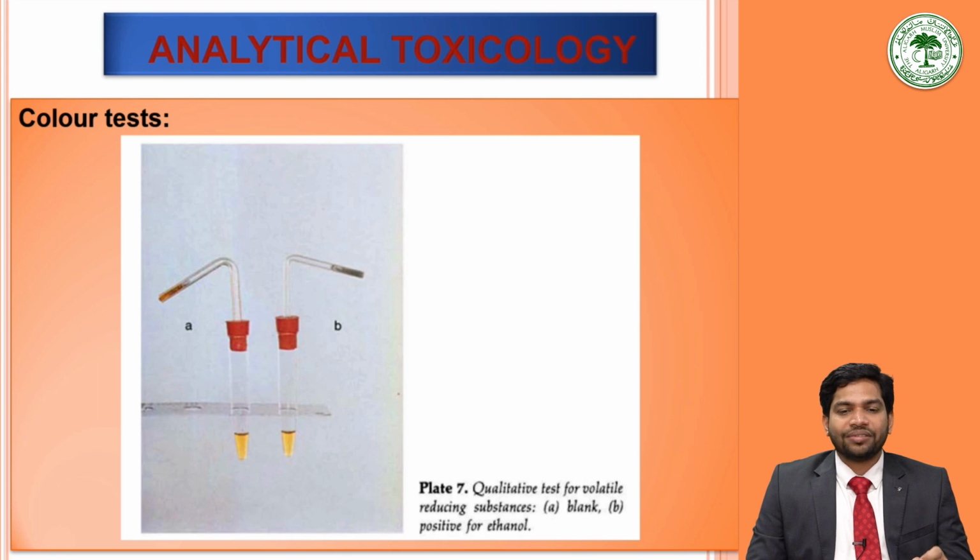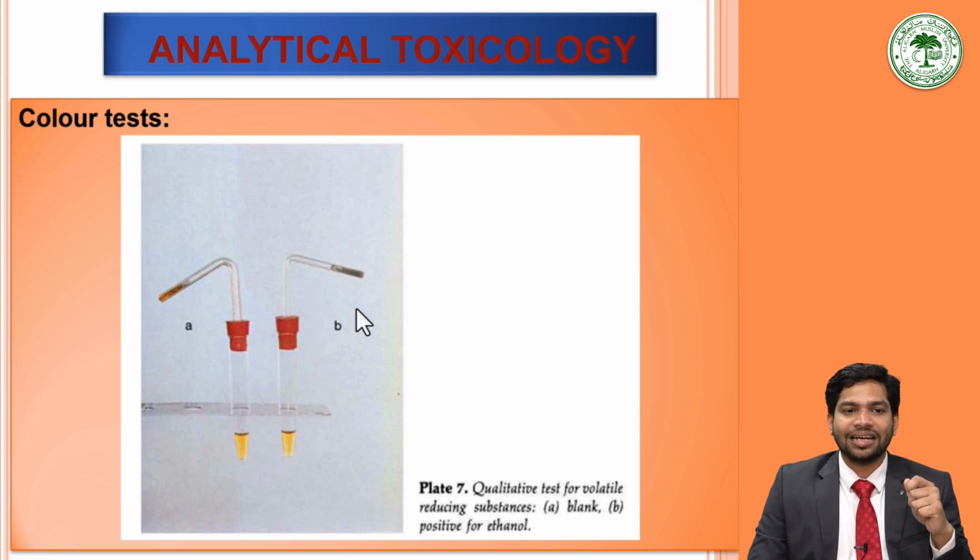So the qualitative test is done with the reagent potassium dichromate in aqueous sulfuric acid. To perform this test, about 50 microliters of potassium dichromate solution is added onto a strip of glass fiber filter paper, and this glass fiber filter paper is inserted in the neck of the tube containing 1 ml of the test sample.